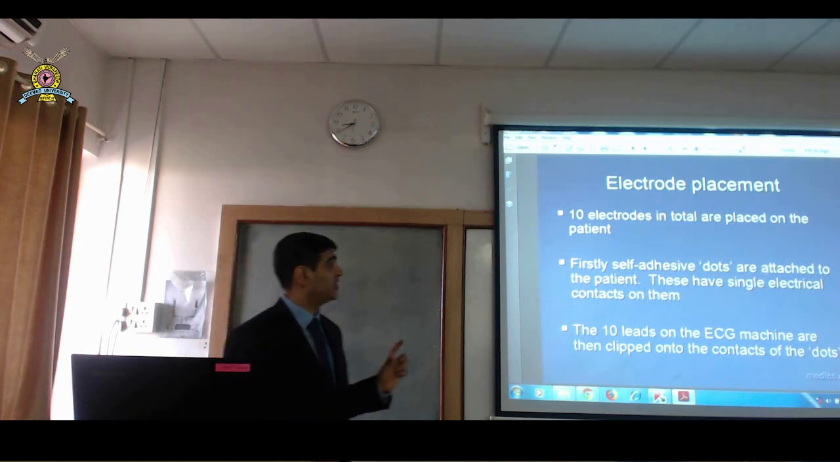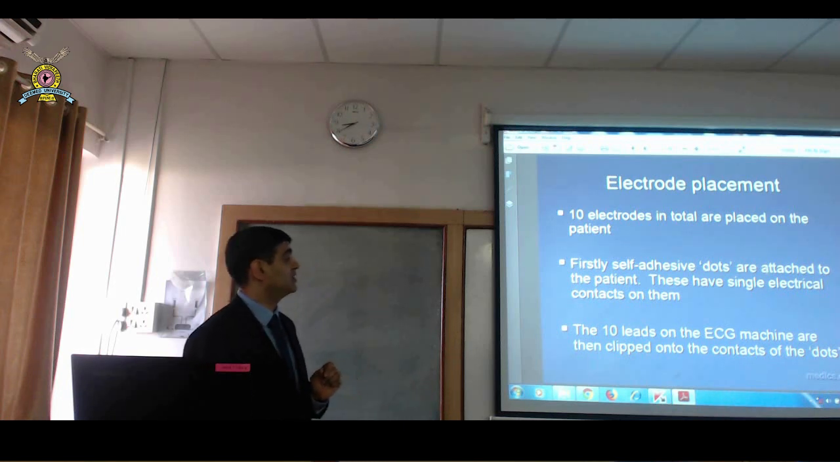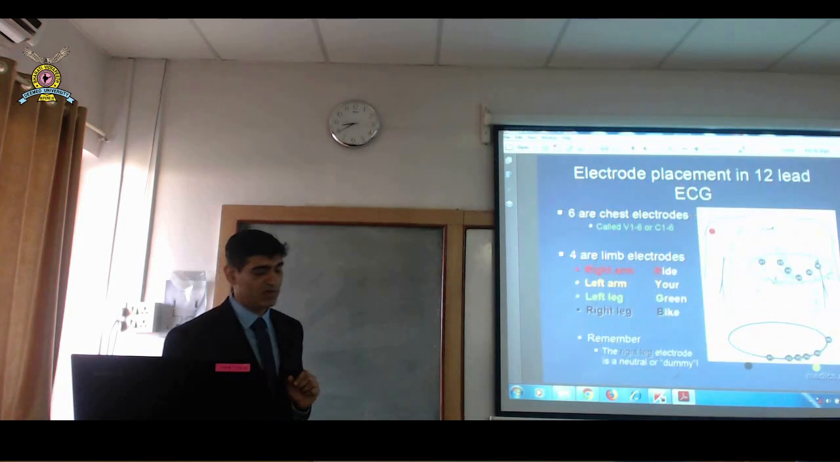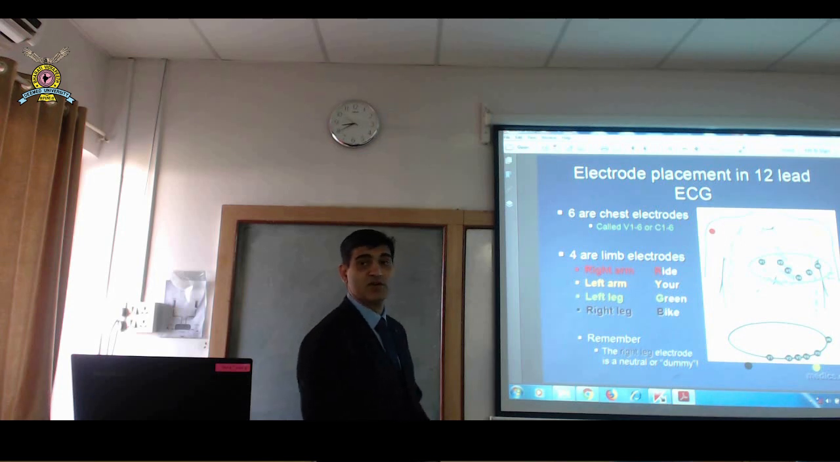So 10 electrodes in total are placed on the patient, and you get a 12 lead ECG. Firstly, self-adhesive dots are attached to the patient. These have single electrical contacts on them. The 10 leads of the ECG machine are then clipped onto the contacts of the dots. This is an important diagram everybody should remember, and that's where I found the mistake. Most of the mistakes are made here.